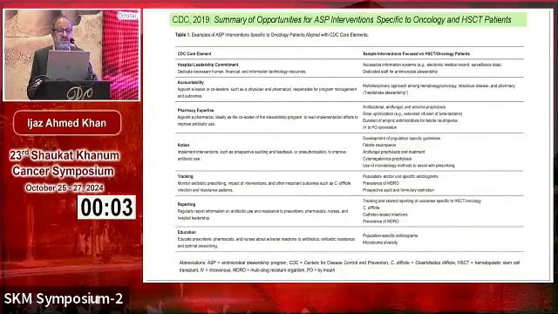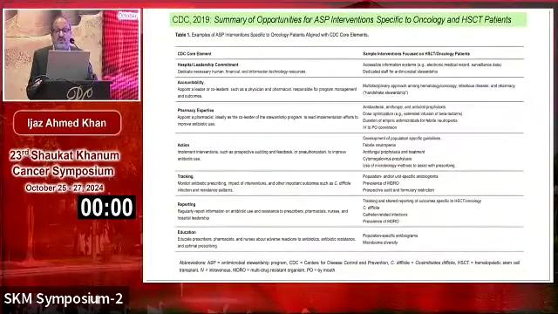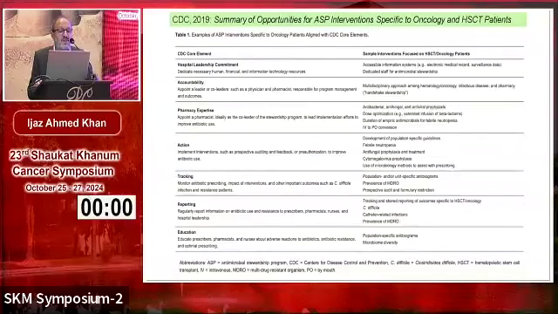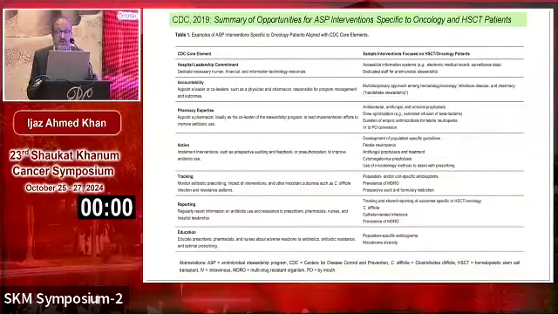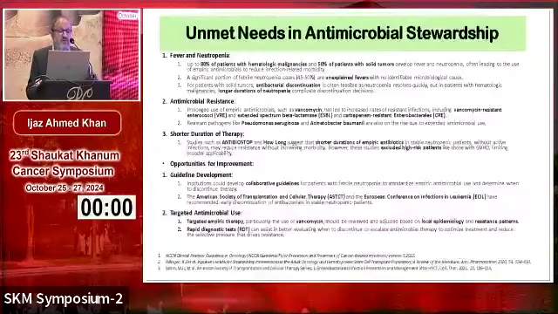This is a CDC summary of ASP interventions specific to oncology and hematopoietic stem cell transplant patients, with these core elements and what interventions you specifically have to do. These range from leadership to pharmacy to tracking, reporting, and education. So you have to have guidelines, which you talked about: fever, neutropenia, antifungal prophylaxis, CMV, and dose adjustment, and what to do in cases of MDROs.